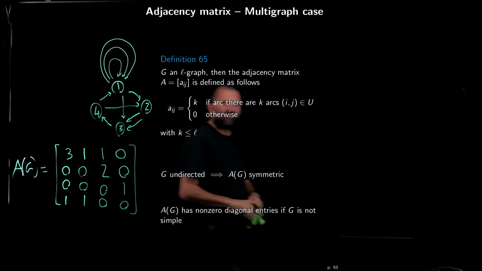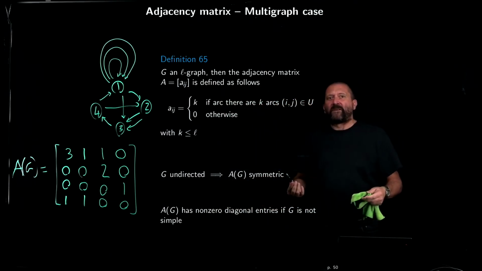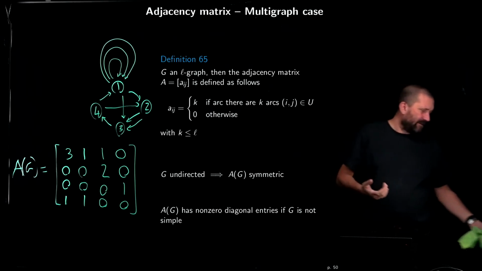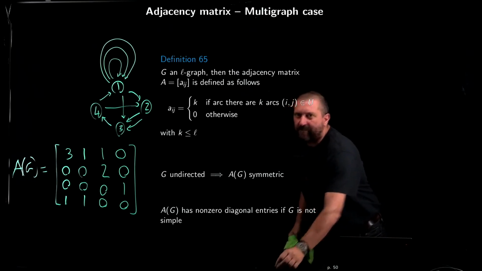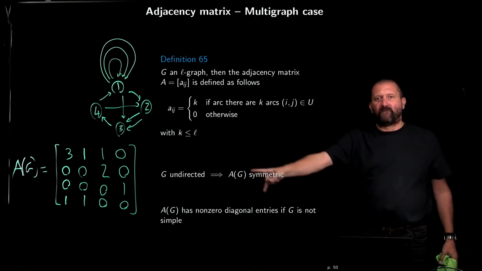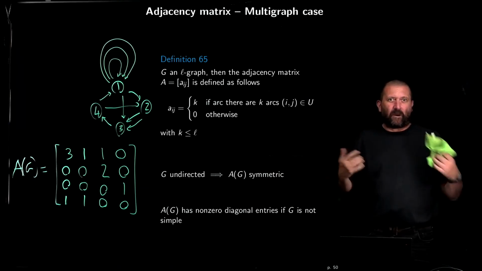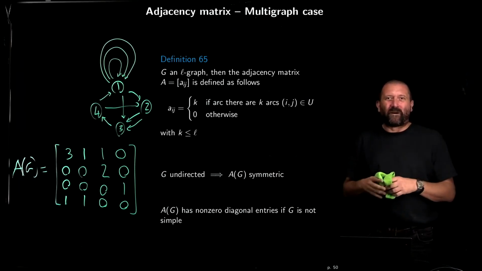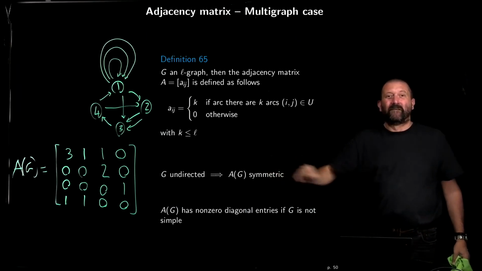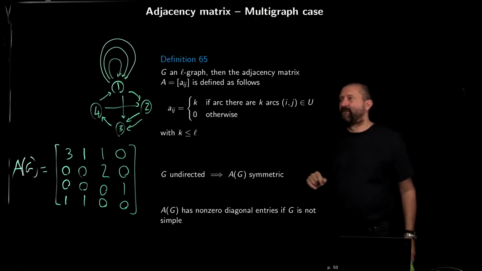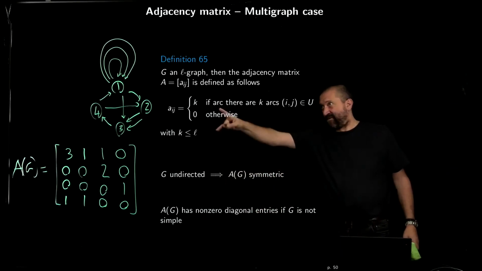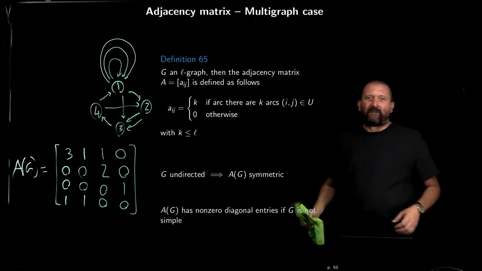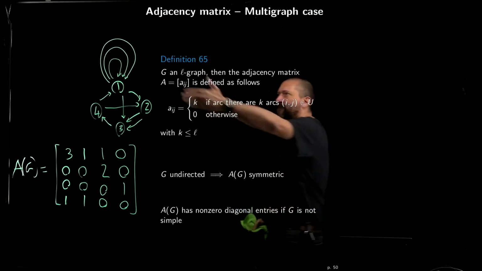So in a multigraph case, the numbers indicate how many arrows there are between each pair of vertices. The same way as with the simple graph, if the graph is undirected, then that matrix is going to be symmetric. And this is exactly what I had here. I have non-zero diagonal entries if the graph is not simple.